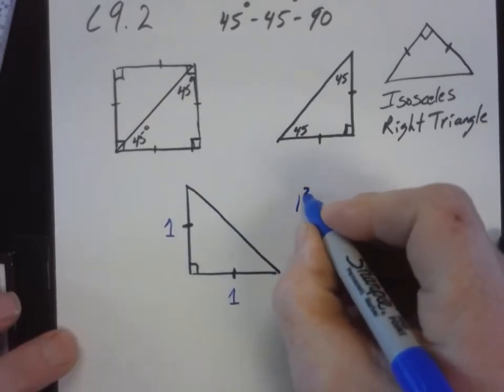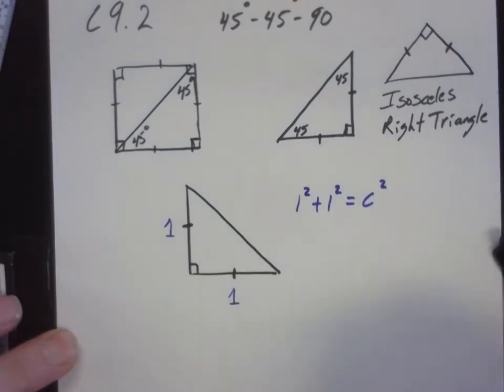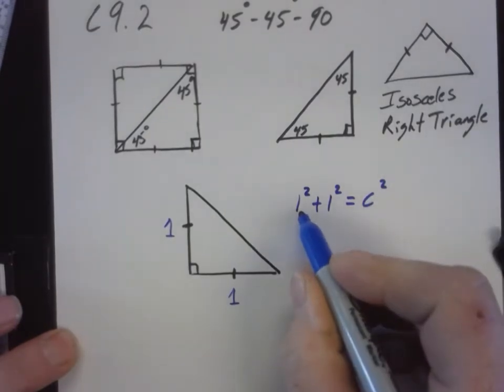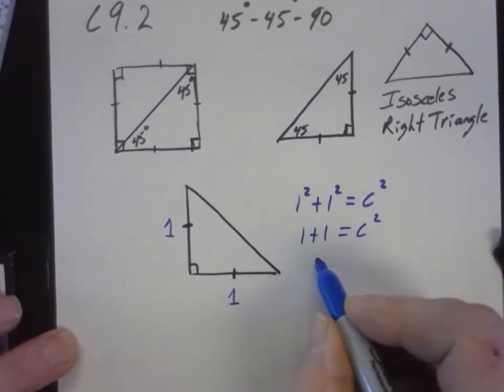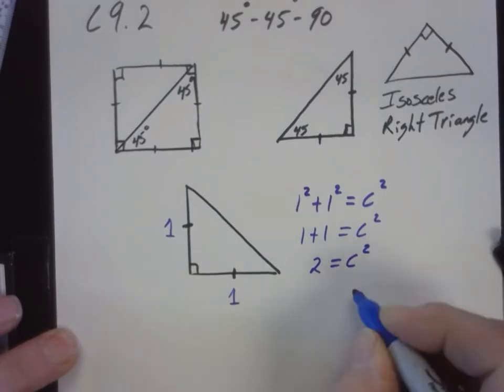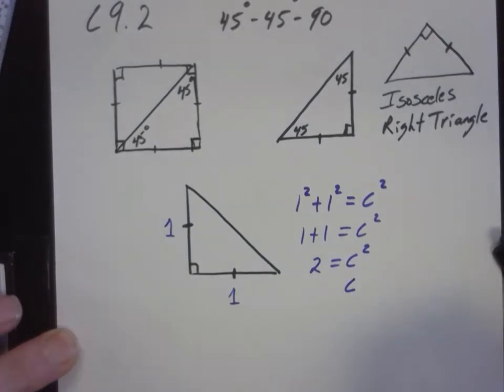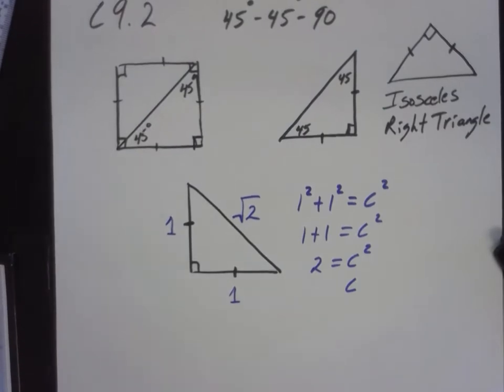1 squared plus 1 squared equals c squared. So what's 1 squared? So 1 plus 1 equals c squared. So 2. So how long is c? Okay, square root of 2. I think you guys were all trying to figure out what the square root of 2 is in your head or on a calculator instead of just saying it's the square root of 2. Can we just go with that? So it's the square root of 2 units long.